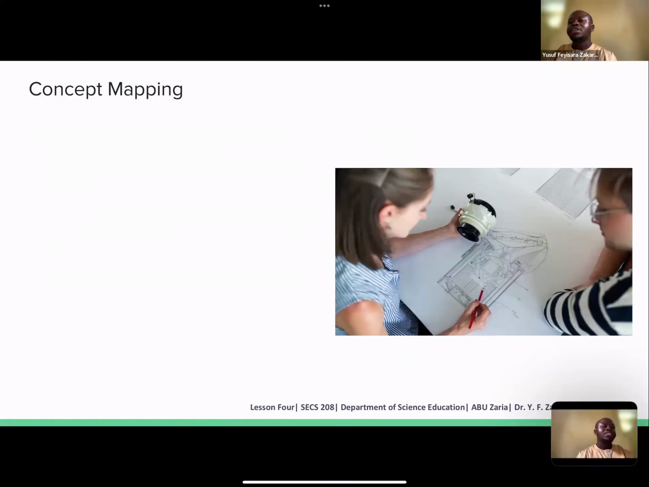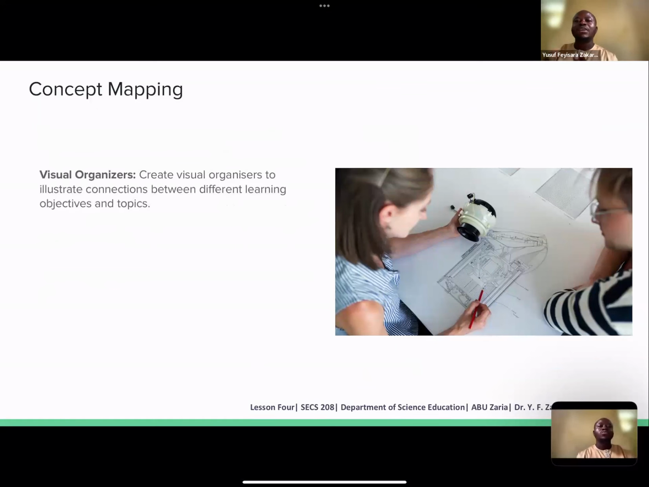All right. After that, let's talk about concept mapping. This is another strategy you can use, where you create visual organizers to illustrate connections between different learning objectives and topics. You can create diagrams showing that this topic is in line with this one, and this is a connection. At least we should have, let's say, history of programming, or an introduction to basic programming, before we talk about Java or C++. So you look at it and align them, and you create that visual.